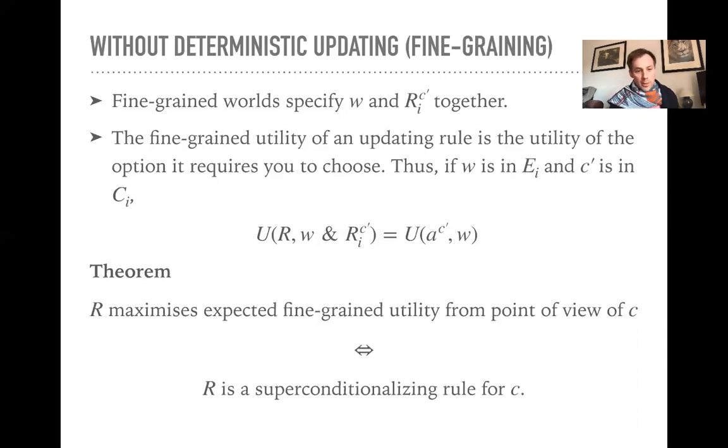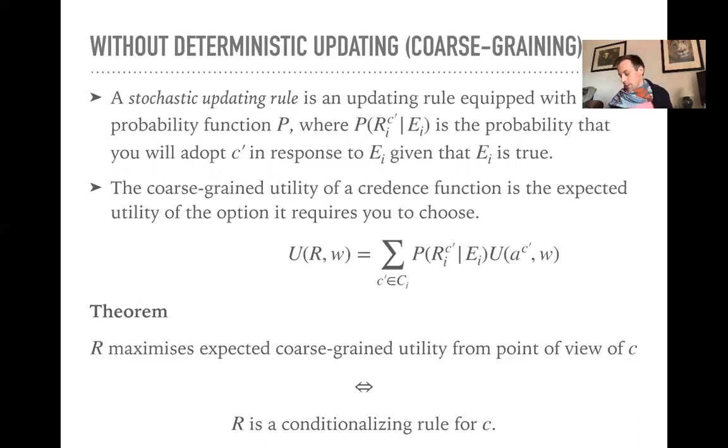And we can just show there that the updating rule is going to maximize expected fine-grained utility from the point of view of the credence function if and only if it's a superconditionalizing rule for C, where that means either a weak or a strong superconditionalizing rule. Okay. So notice, remove deterministic updating, you don't get conditionalization. So as I said, removing deterministic updating looks like you're not going to be guaranteed to get conditionalization. That's the sense in which deterministic updating is essential to that argument. But here's an interesting fact. I think it's interesting.